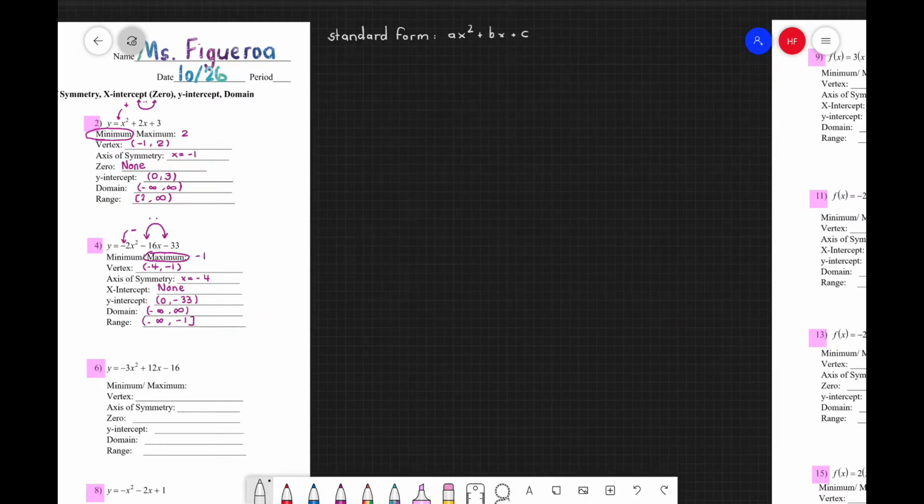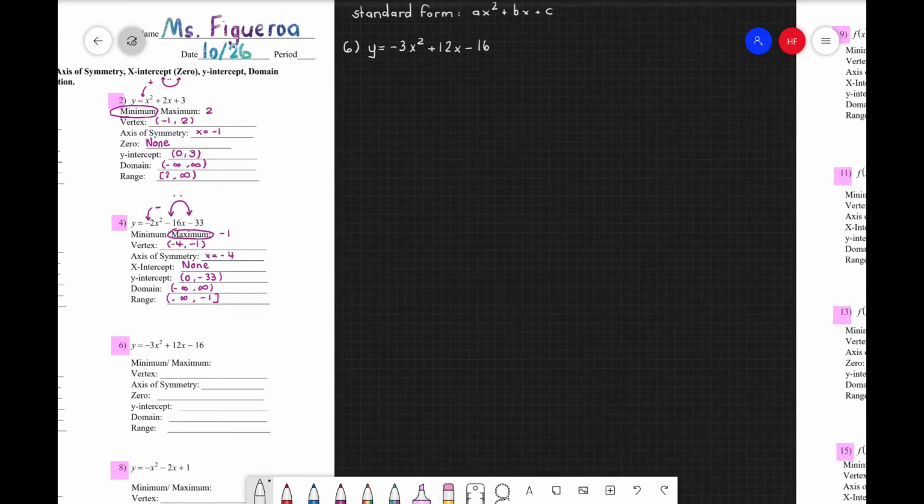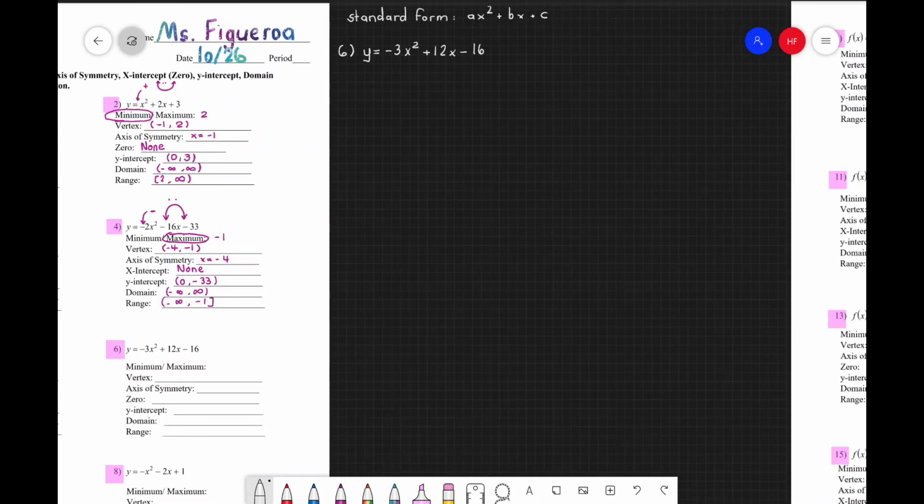So on number 6, we're still in standard form. We have y equals negative 3x squared plus 12x minus 16. You can do this in any order you want. So if you want to first go, well, I know that the y-intercept is going to be where there's zeros for x. That knocks out the first two. My y-intercept is 0, negative 16.